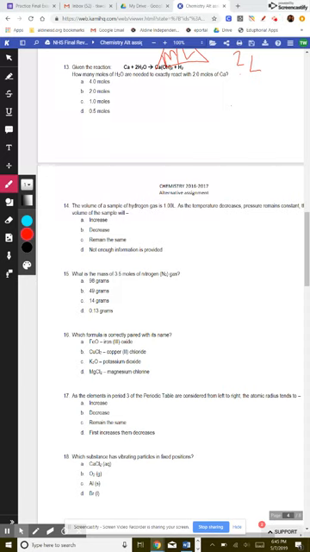Okay, number 13. Given the reaction, how many moles of H2O are needed to exactly react with 2 moles of calcium? Always check and make sure that the equation is balanced first, and it looks like it is because the number of calciums are equal on both sides, number of hydrogens are equal, and the number of oxygens are equal just by looking at it.